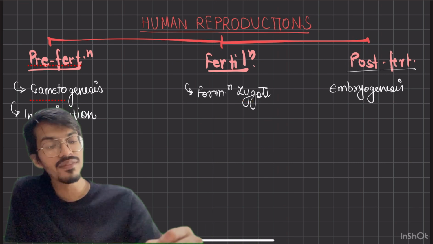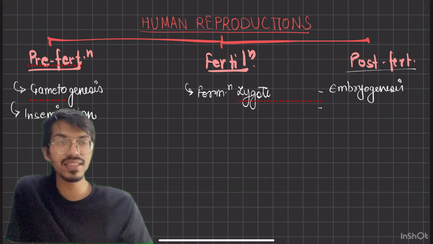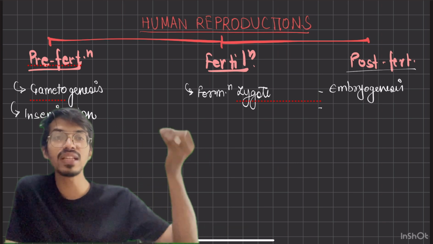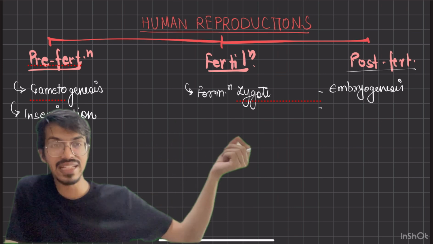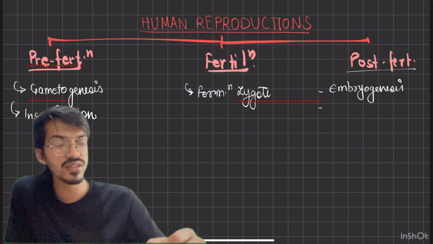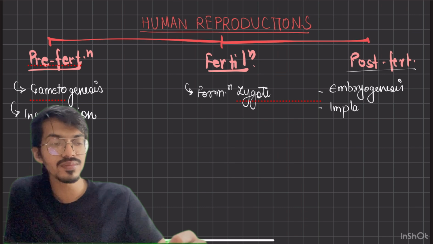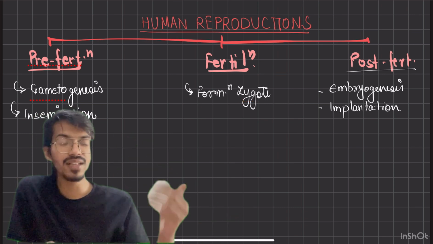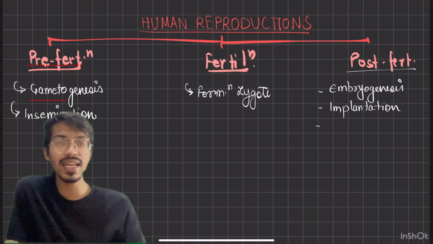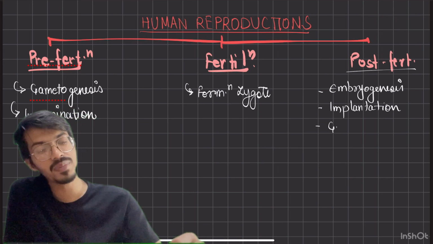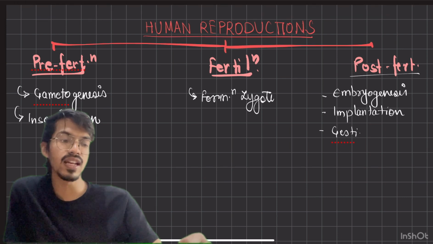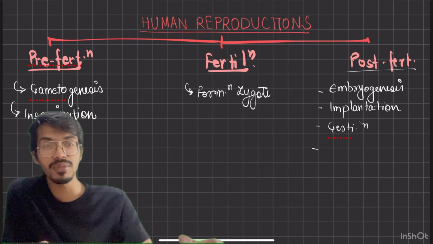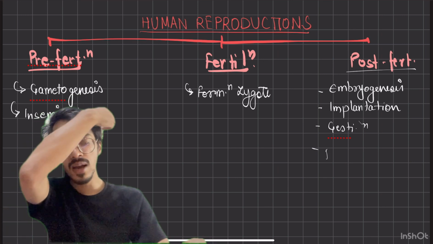This development takes place inside the female womb. When the zygote is dividing and forming other structures, it goes and attaches to the uterus. This process is called implantation, which we also have to learn. After implantation, the whole 9 months, the time frame humans take, is known as the gestation period. And once the baby is fully ready, we have to deliver it out from the female body, and that process is known as parturition.